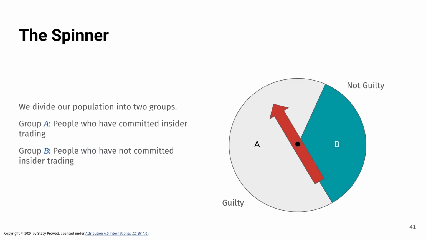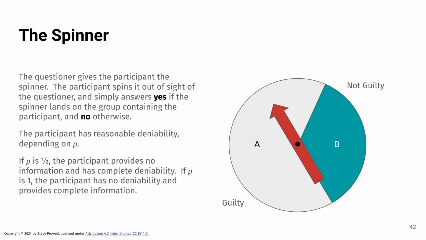So given this, I divide our population into two groups. Let's say group A is the people who have committed insider trading. They're guilty. Group B is the people who haven't. They're not guilty. I want to estimate this, but I need people to answer truthfully. So here's what I do.